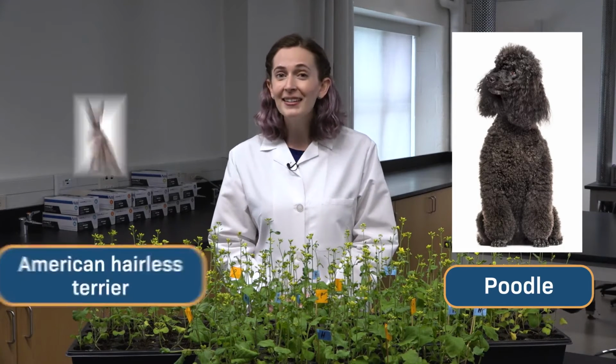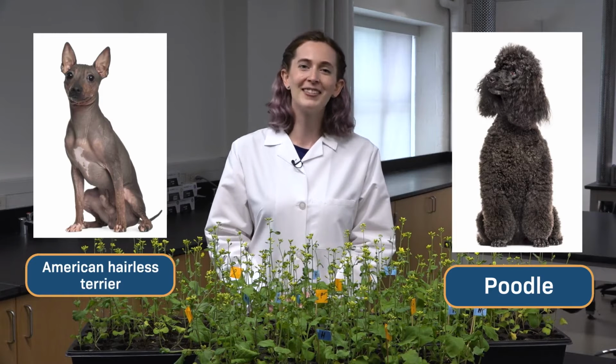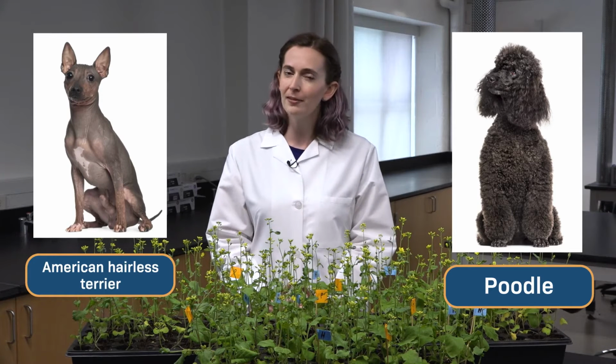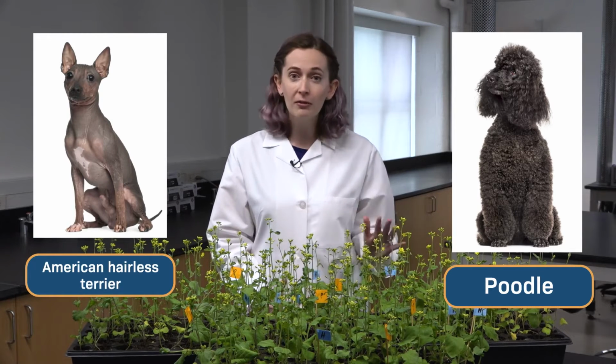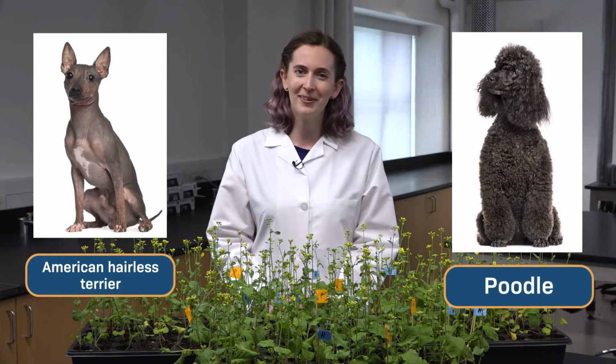Here's what I'm doing. To continue with our dog breed analogy, I decided to go all out and create both a next generation of poodles, or super fuzzy plants with lots and lots of trichomes, and a next generation of American hairless terriers, or super not fuzzy plants with hardly any trichomes. Totally fine if you decided to just do one or the other though.